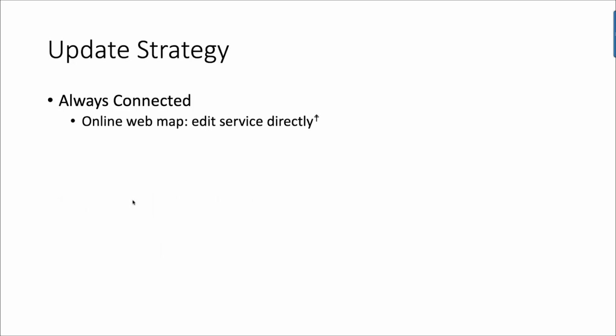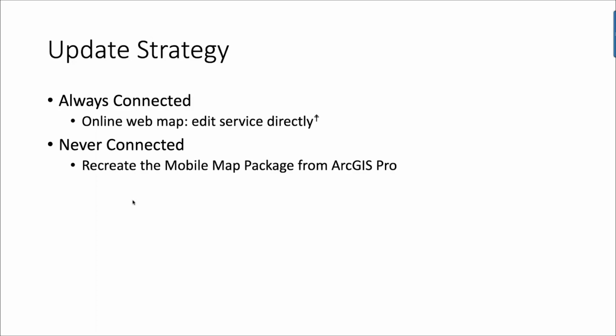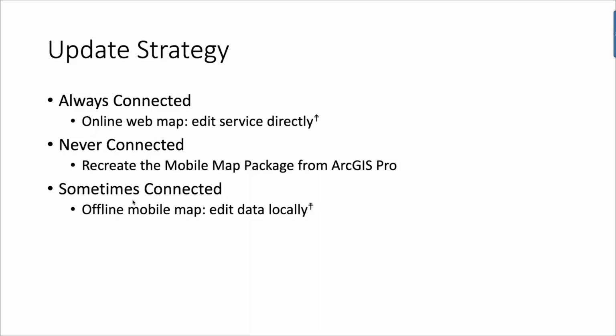Remember at the very start we talked about, well, are you going to be always connected? In which case you can just edit directly against the service. Or you're going to be never connected, in which case your editing opportunities are slightly limited, but to get updates, you'll have to recreate the mobile map package from ArcGIS Pro and distribute that again. Now, if you get clever, you can do things that involve editing in this never connected workflow, but you have to write some custom code to do it, and you have to figure out exactly how you're going to transmit the data back and forth. Currently, a mobile map package that's been edited cannot then be pulled back into Pro to reconcile those edits.